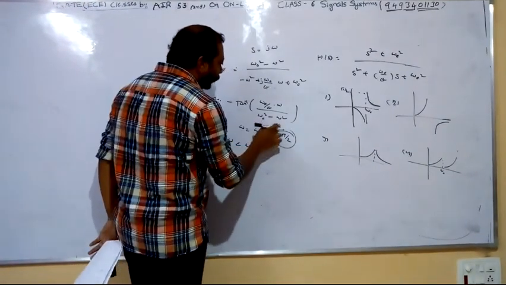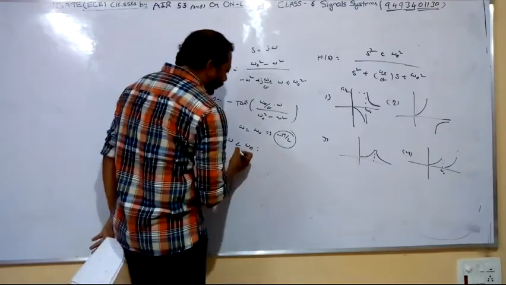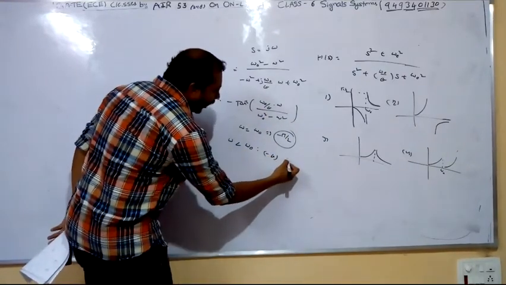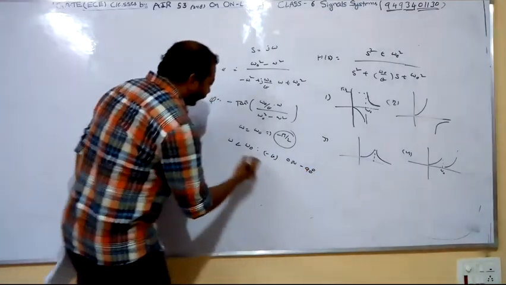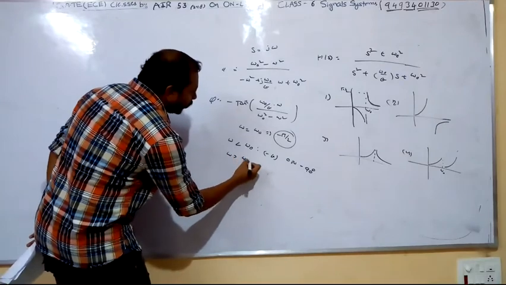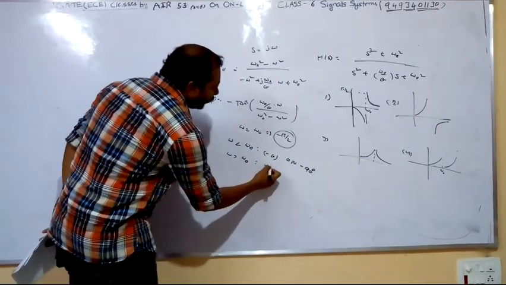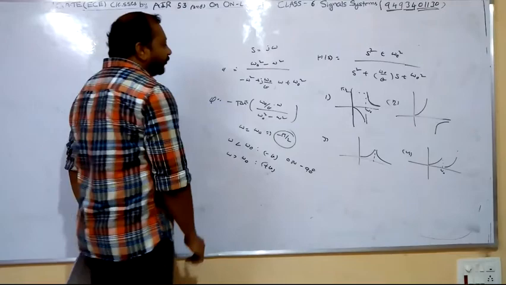Since this is equal to 5 and this is 4, this value is always positive. So overall pi is negative. If omega is less than omega naught, this value is negative and reaches from 0 to minus 90 degrees. If omega is greater than omega naught, this value is positive.